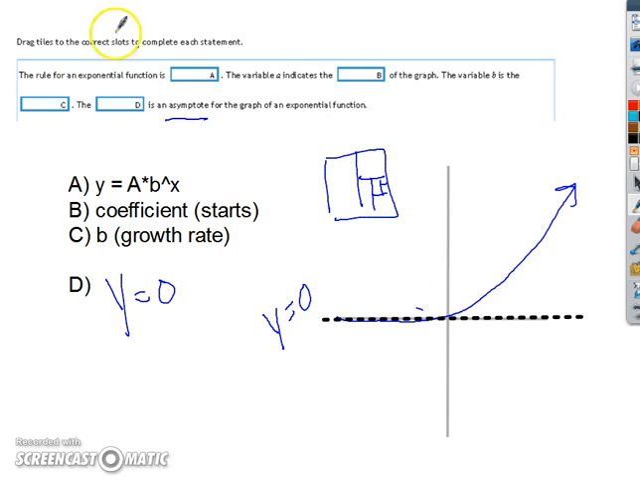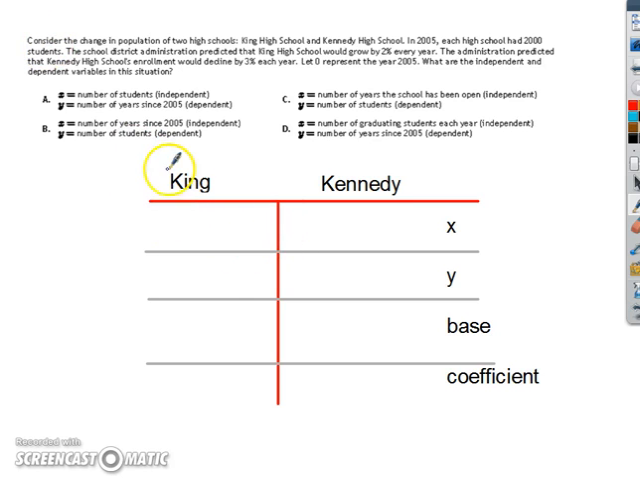This is the point where I would like you to make a T-chart, and I apologize for not giving you room for it. I think you have room on the second page if you wanted to turn it over. You might also have room up at the top. But I want to summarize all the important information about these two high schools.